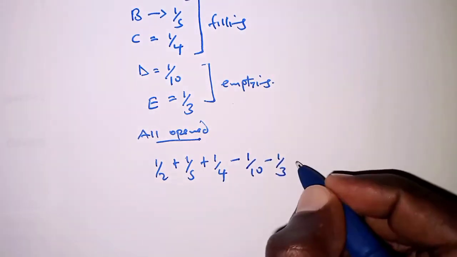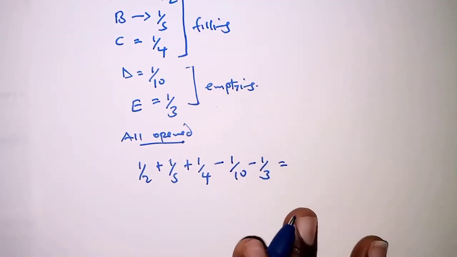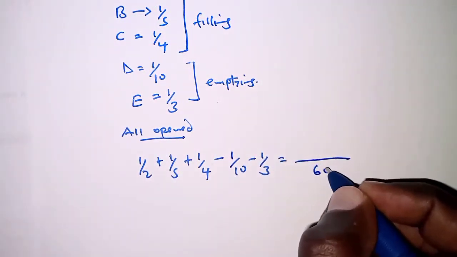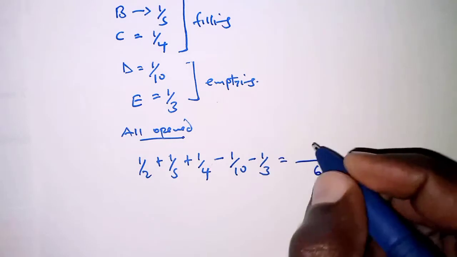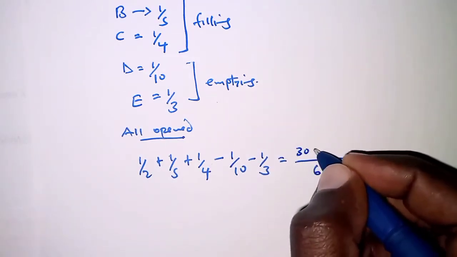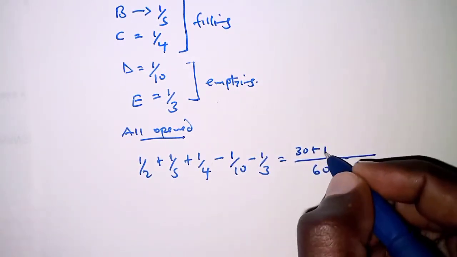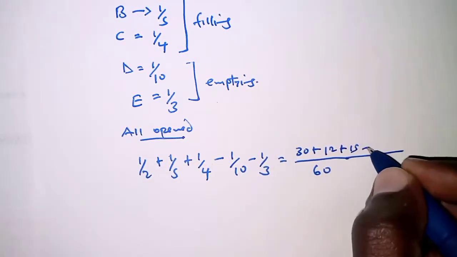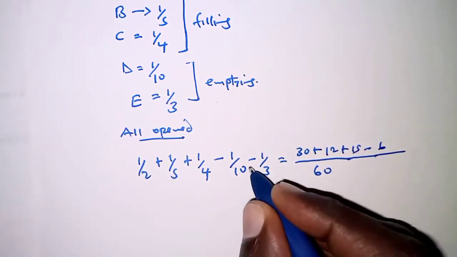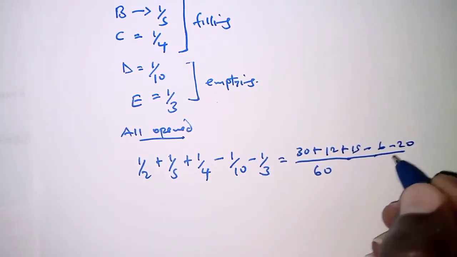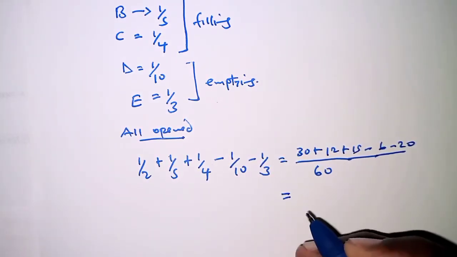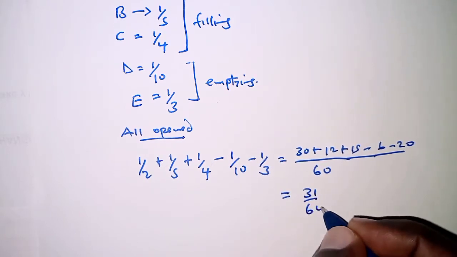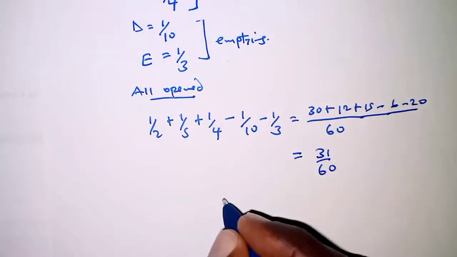So we are going to get the LCM here, and the LCM is 60. So here we'll have 30 plus 12 plus 15 minus 6, and this is minus 20. And this is 31/60.